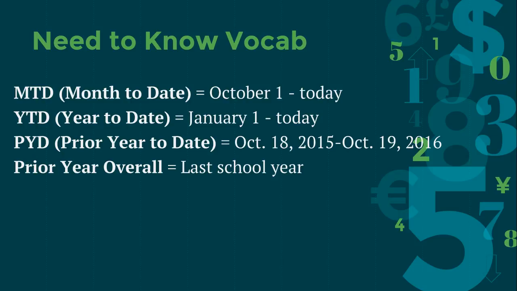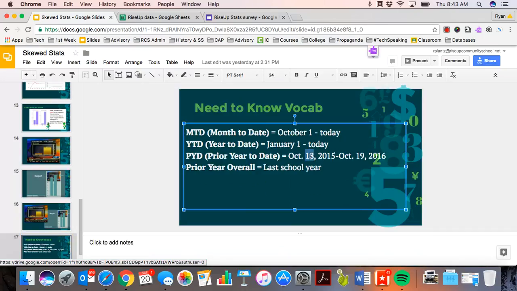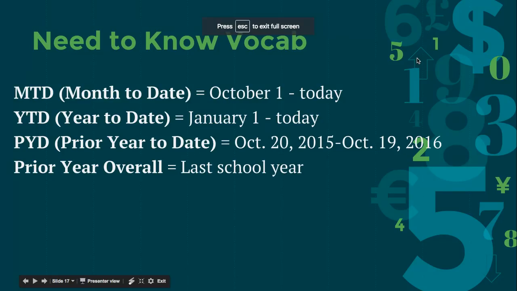That is the attendance rate or the tardy rate. Year to date is similar, starting on January 1st all the way to today. PYD is prior year to date, and that just means from today, the last 365 days. The day that we looked at this was October 19th, so it would have been, actually, this is wrong. Let me change this. It would be October 20th of last year to October 19th of this year. So 1 year.